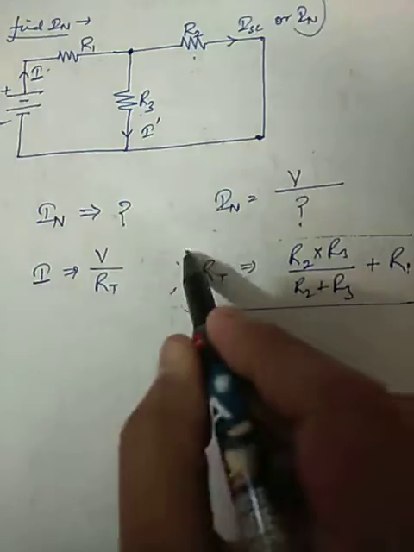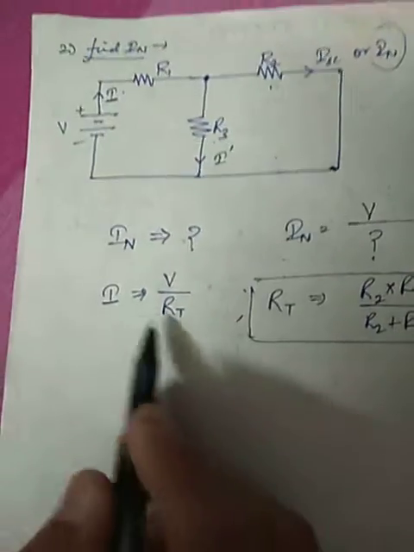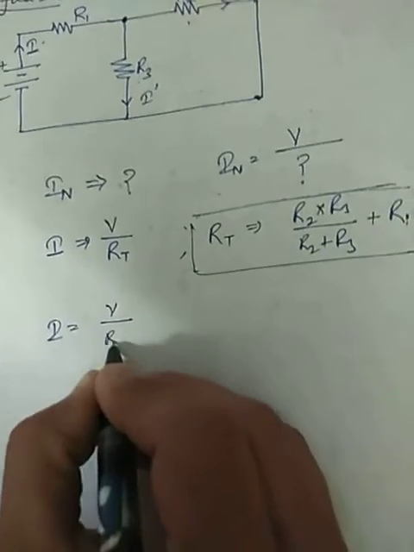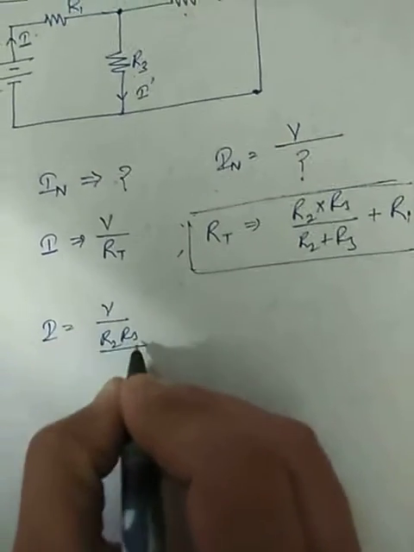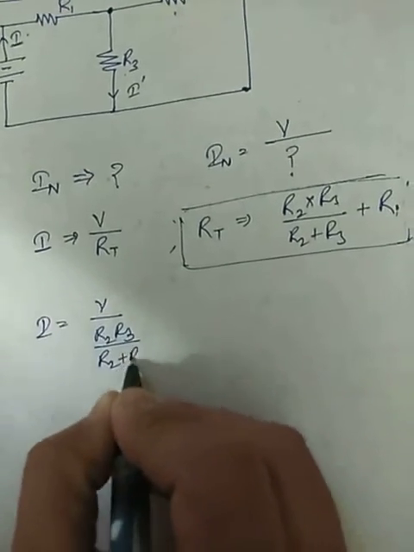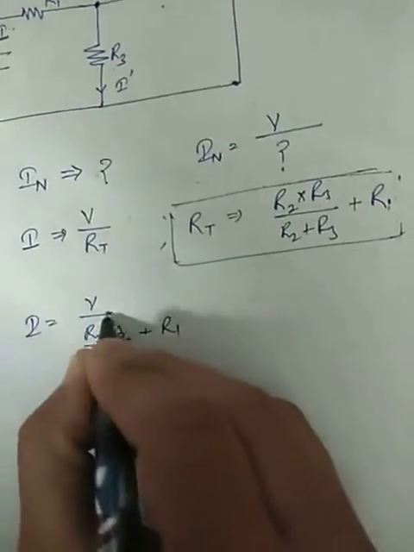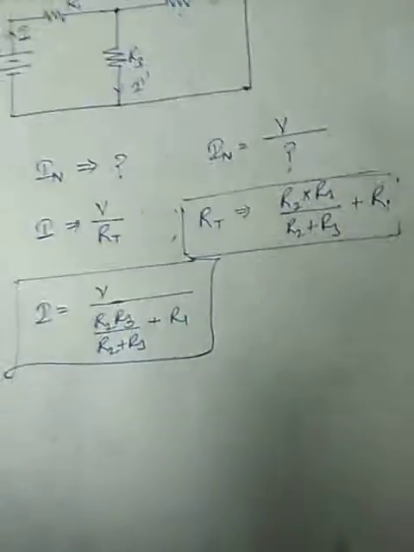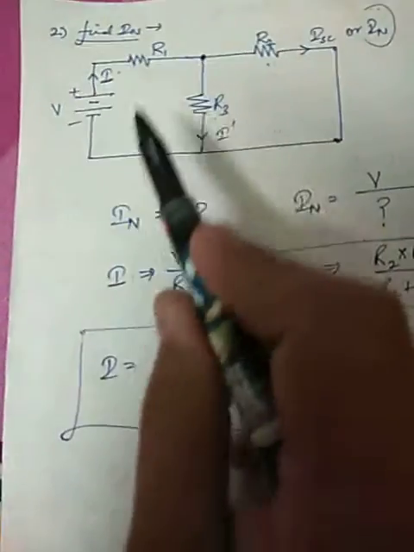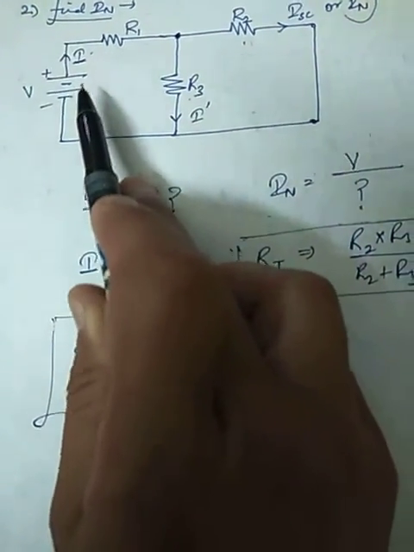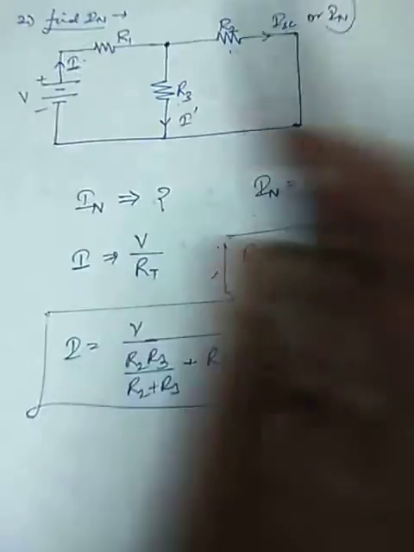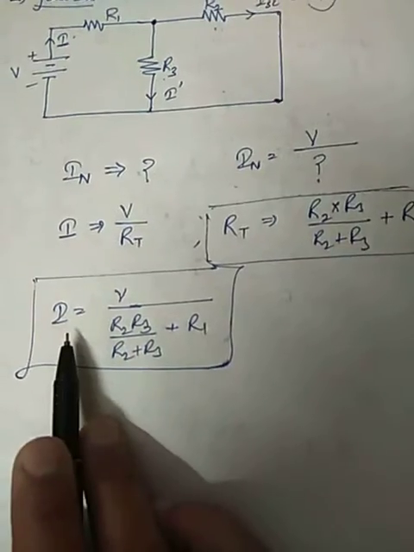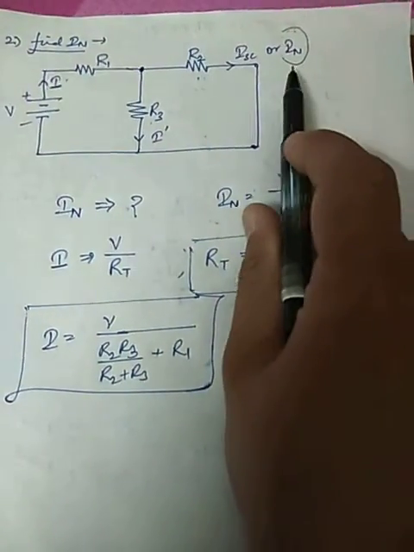Now we will put the value of RT in this equation. So I is equal to V by R2 into R3 divided by R2 plus R3, plus R1. From here we will get the value of the source current, because I is the source current. It's flowing with the help of the voltage source. So I is the source current. Now we have already calculated the source current, so we can easily find the value of the Norton current.